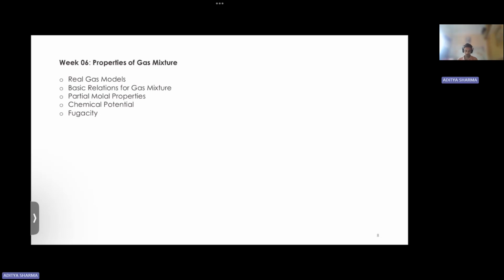So now is your gas mixtures. So for your gas mixtures, two weeks have been given. So week 6 and week 7 have been given.